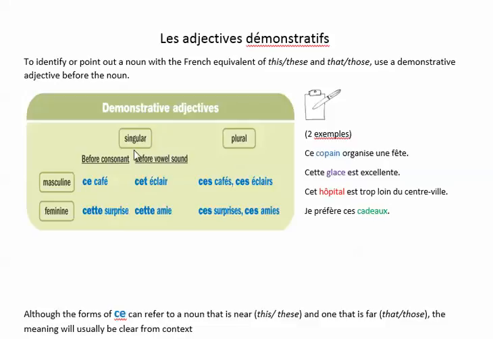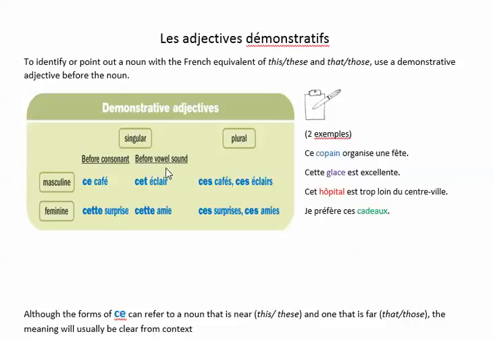If the noun is singular and it's masculine, you're going to use ce in front of the noun to indicate this or that. And in front of a feminine noun, you will use cette. For example, ce café, cette surprise. So you use ce in front of a masculine noun that begins with a consonant sound, and you will use cette in front of a feminine noun that starts with a consonant sound. And this is the equivalent of this and that.